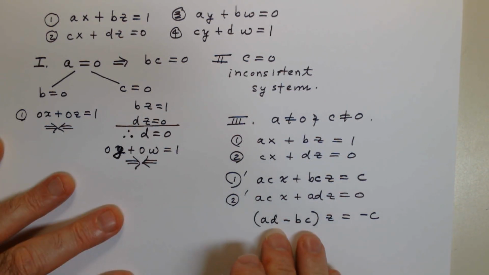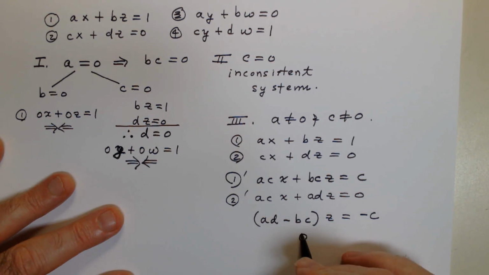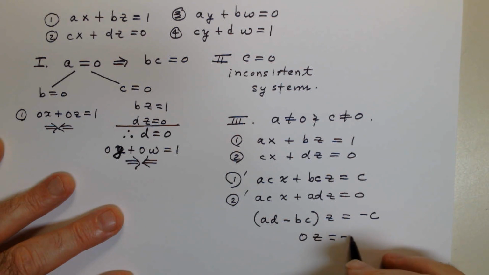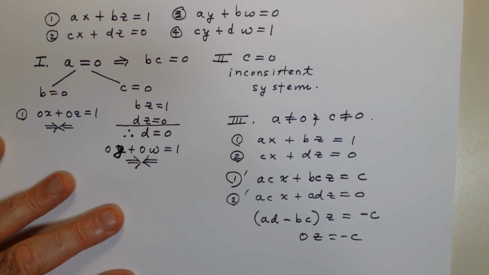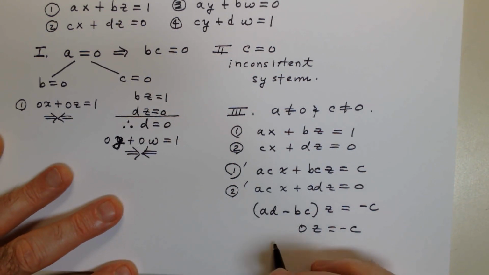Well, AD minus BC is equal to 0. So this product on the left is 0 times z. And on the right, I've got negative c, and c is not equal to 0. So I have something equal to 0 equal to something that's not equal to 0. And this is an inconsistency.